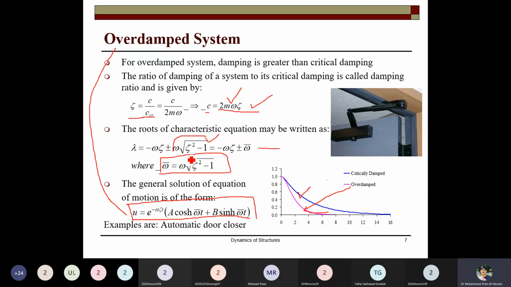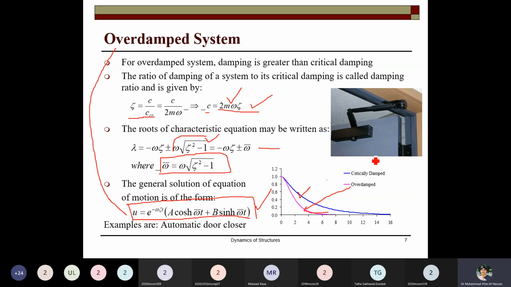So we say it omega into square root of zeta square minus 1 as omega bar. In this case, we call it omega bar, and omega bar is equal to this one. Now we can write down the solution of this equation of motion by putting the roots and the initial conditions. The response of this system is shown by e to the power minus omega zeta t, a hyperbolic function of cosine, cos of omega bar t, and B sine of omega bar t.